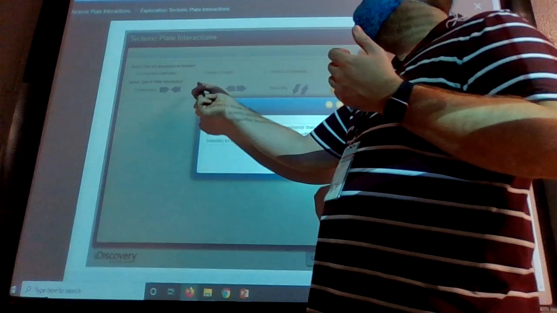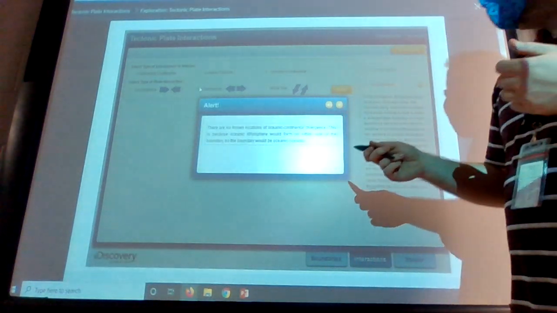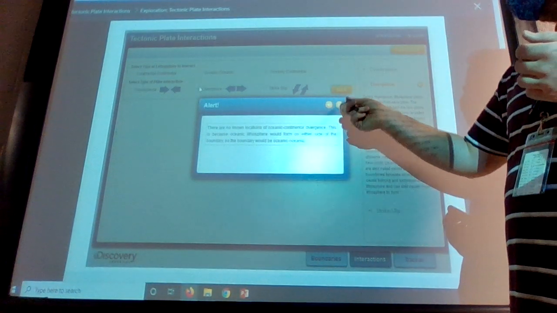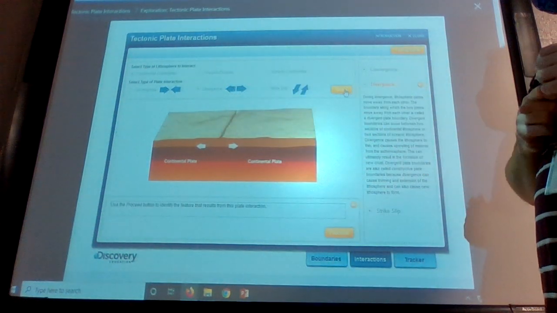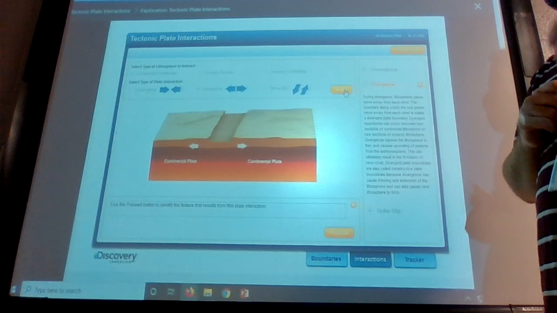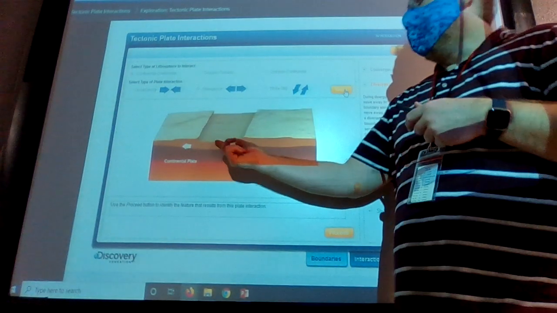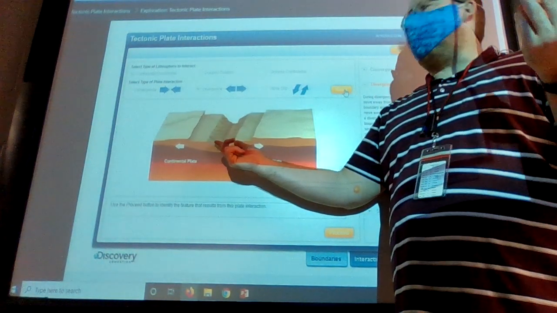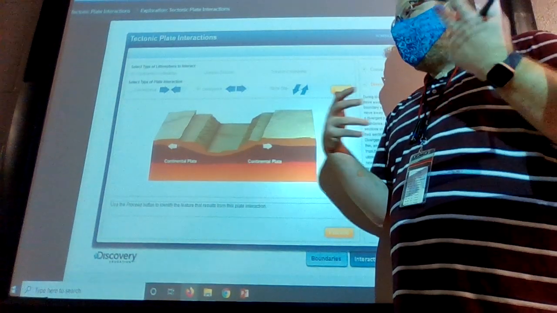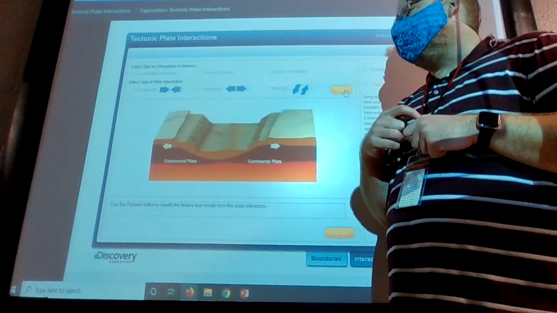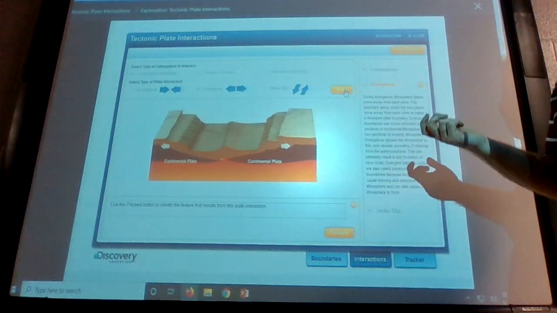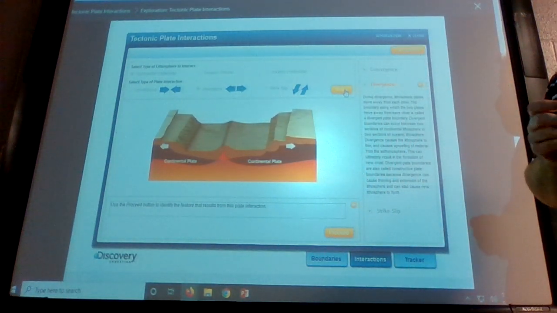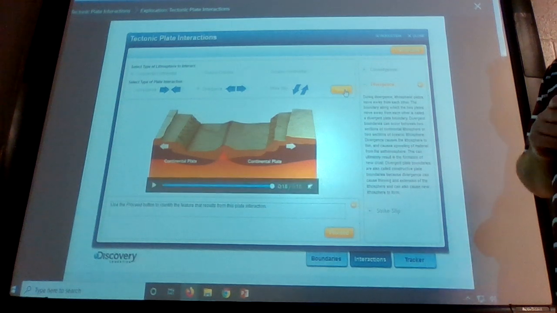Now let's go to divergence. You have to go to like continental. Oh, yeah. So divergence, continental. They're going to start to split apart. Eventually, if your valley gets big enough, it will connect to the ocean, and you will have ocean water fill this in, and it will become a new ocean basin. They're not showing the water come in, but essentially that's what's going to eventually happen.